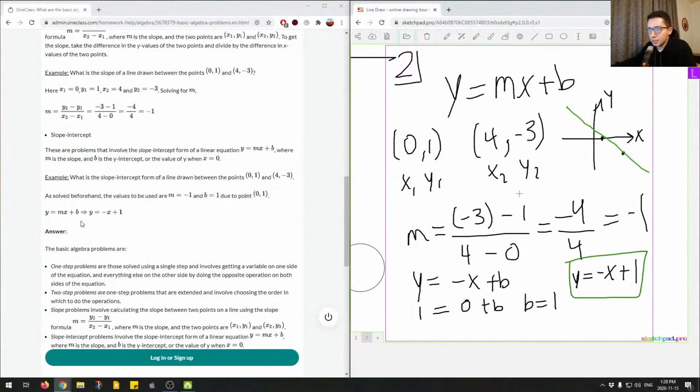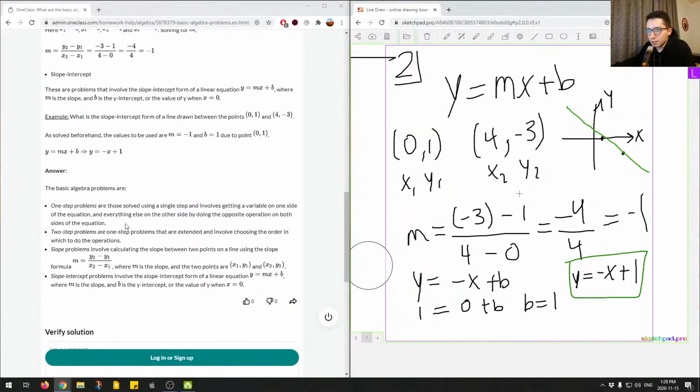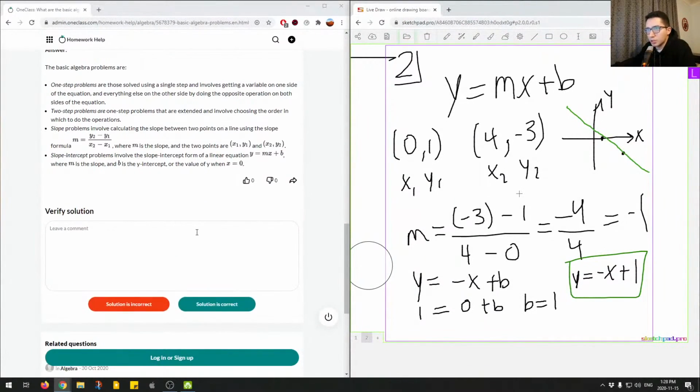They substitute into y equals mx plus b. They put in the negative 1. If we plug these values in, we'll end up with positive 1 for the b, and they end up with the correct answer. So similarly to what we got, this is correct. So here they give a quick summary of how to do this. This is just a general overview for some common algebra problems that you could find in your homework or on a test. So correct answer.